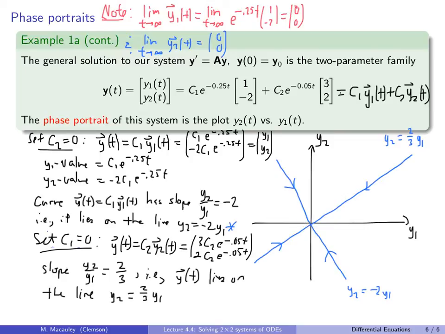So here's a question. What if we start up here? We're going to go to the origin, but do we do it in a straight line, or do we sort of bend this way, or do we bend that way, or what? So how do we figure this out? I claim that this function, y1, goes to 0 faster than this function. What do I mean by faster? So this exponential here goes to 0 faster than this exponential over here.